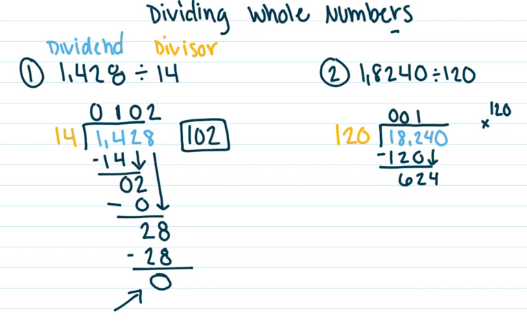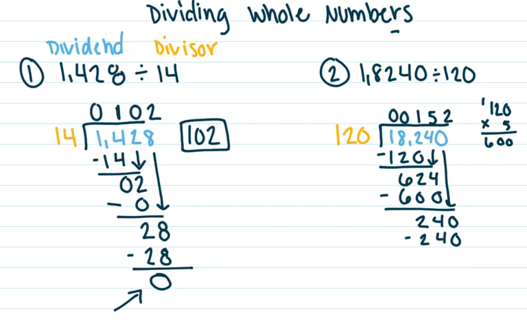I'm going to guess maybe 5 times. Let's check it out. 5 times 120 is 600. Okay. So 5 times 120 is 600. I subtract. I get 24. Bring down that 0. And 120, I know that if I multiply it times 2, that's going to give me 240. So I know that 120 goes into 240 2 times. 2 times 120 is 240. I subtract. I get that 0, which means that I am done.